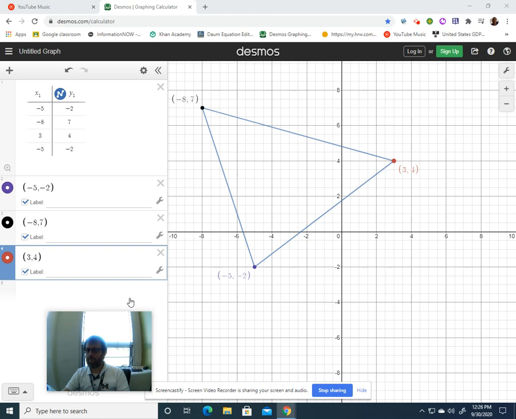So 3, 4, if you rotate it 90 degrees clockwise, becomes the point 4, 3. Now, it isn't actually 4, 3, because that's just there. It's in this quadrant. Well, this quadrant is the fourth quadrant. It's positive and negative. So this is going to be 4, negative 3.